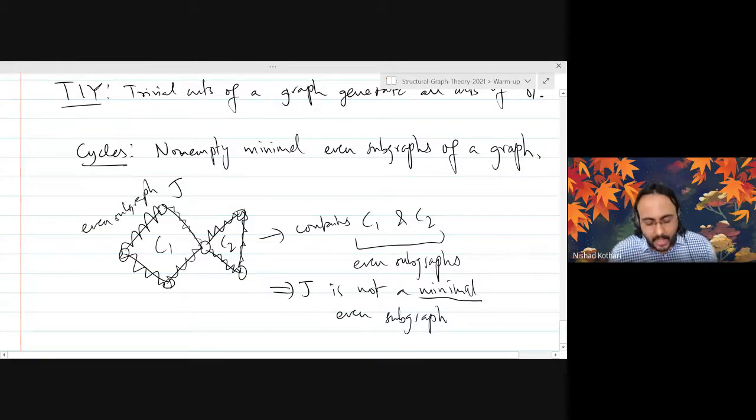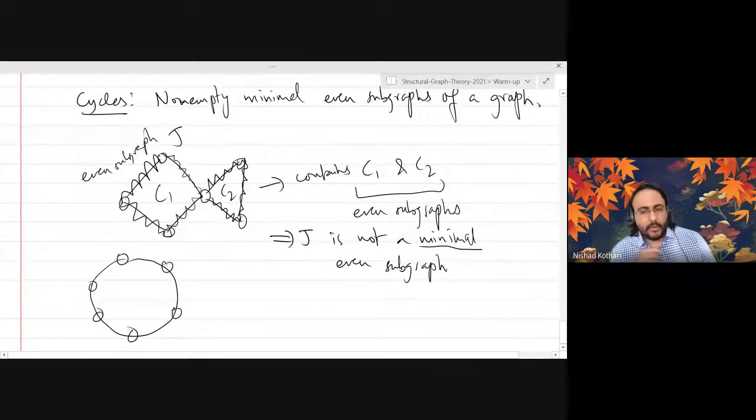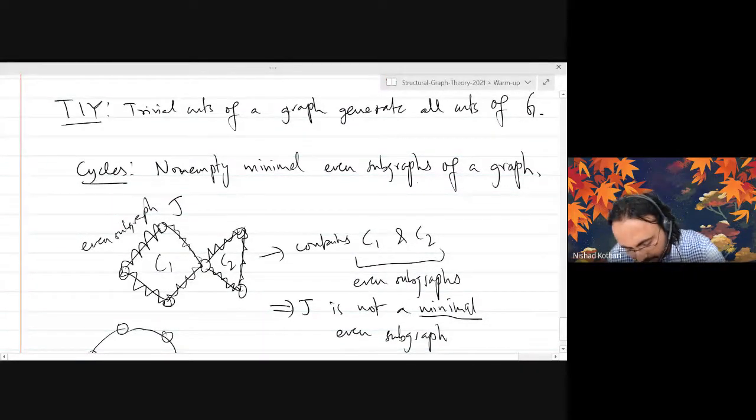However, if you look at a cycle of a graph, you cannot find any even subgraph inside this except for the empty set, which is a trivial even subgraph. So cycles do not contain any other smaller even subgraphs except for the empty set. And that is why cycles are called non-empty minimal even subgraphs of a graph.